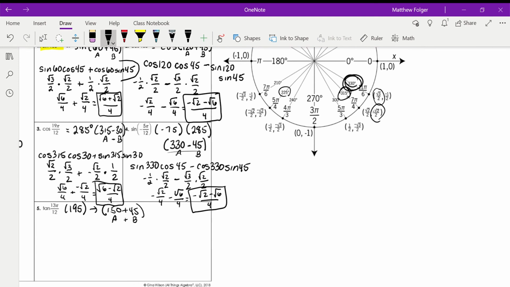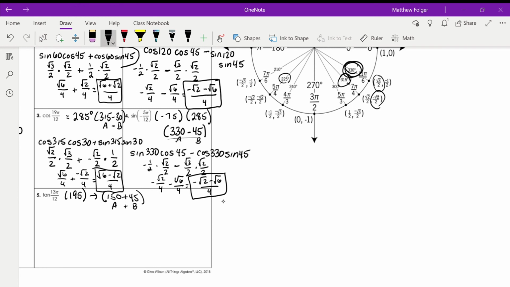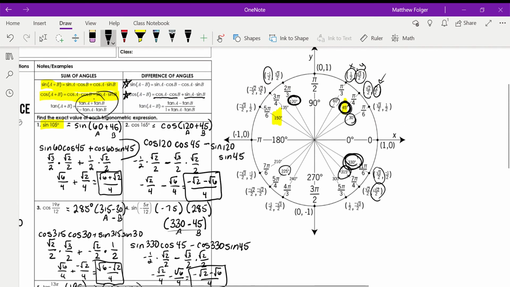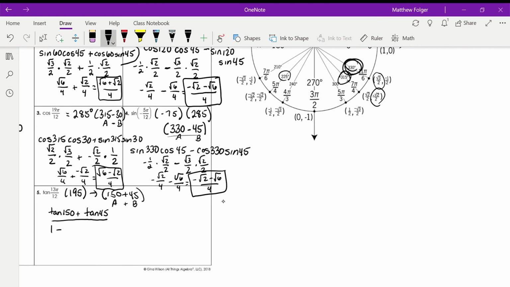All right. So let's look at the formula for tan of A plus B. It's right up here. Tan A plus tan B on top. So let's do that first. Tan A plus tan B. So tan 150 plus tan 45 all over 1 minus tan A times tan B. 1 minus tan 150 tan 45.